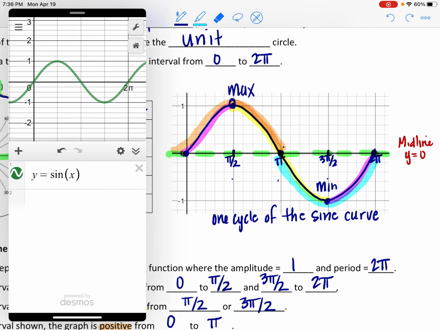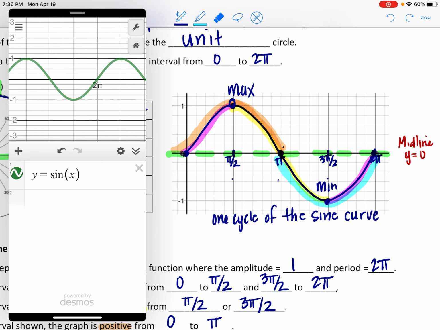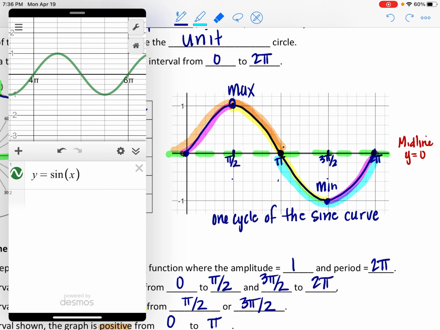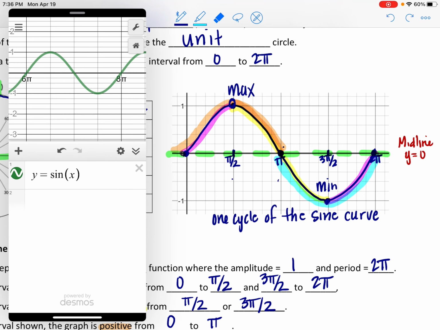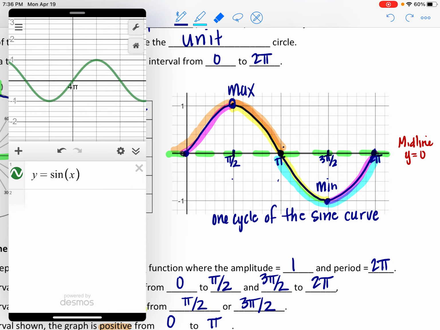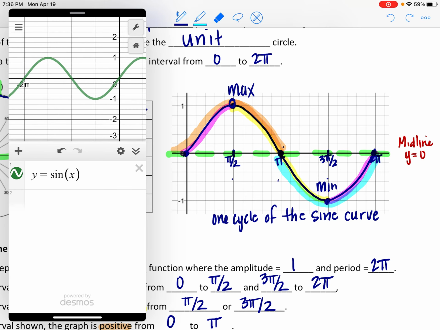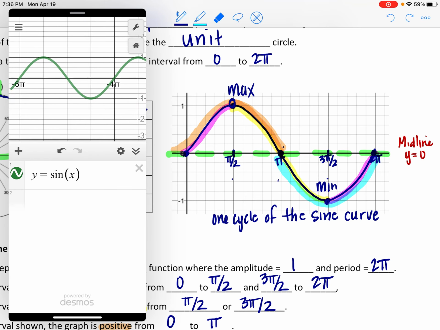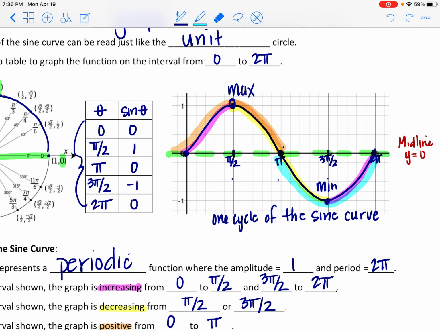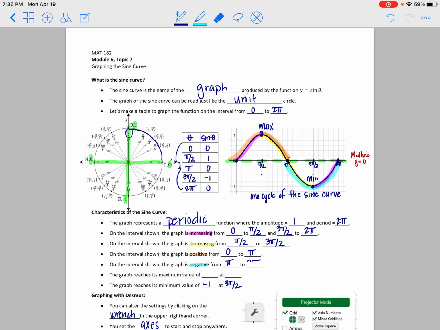Okay, there's your one cycle of your sine curve going from 0 to 2 pi, and you can see how it just continues. Every 2 pi we see another cycle, every 2 pi another cycle, and if we go the other direction, again, same cycle repeating every 2 pi. Okay, so technology is going to be great for graphing for us too.